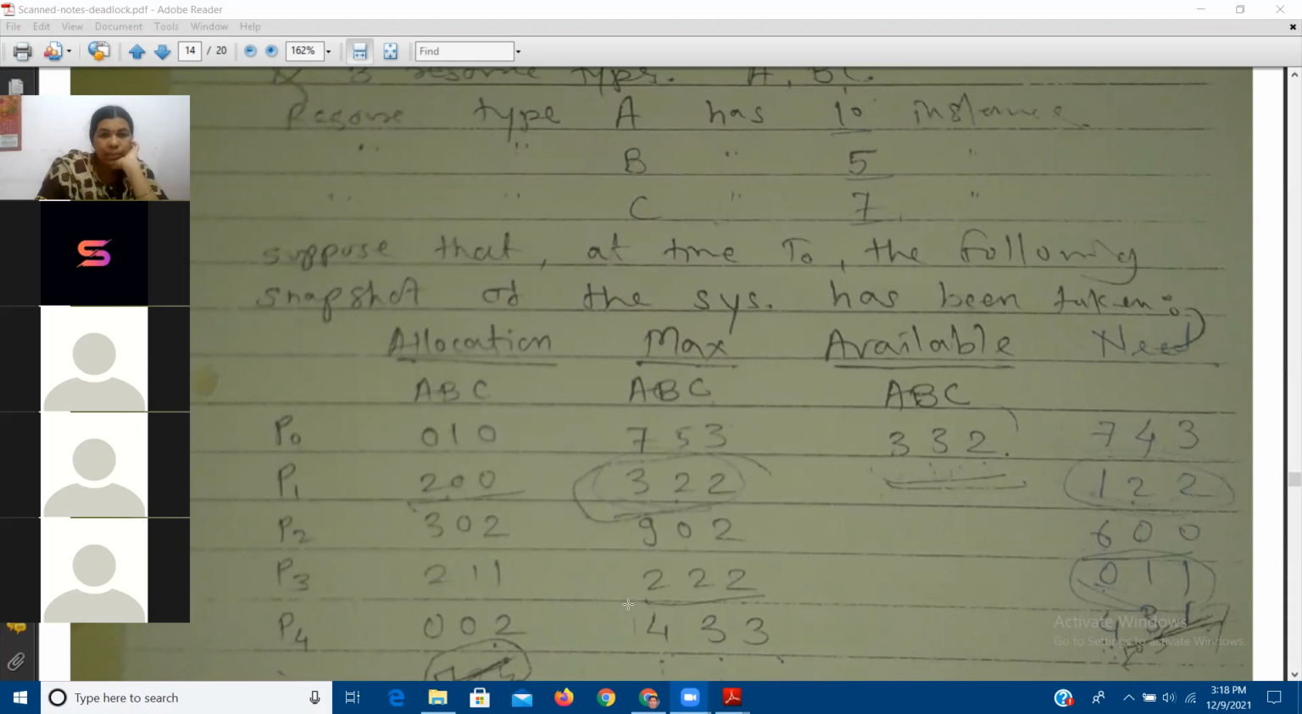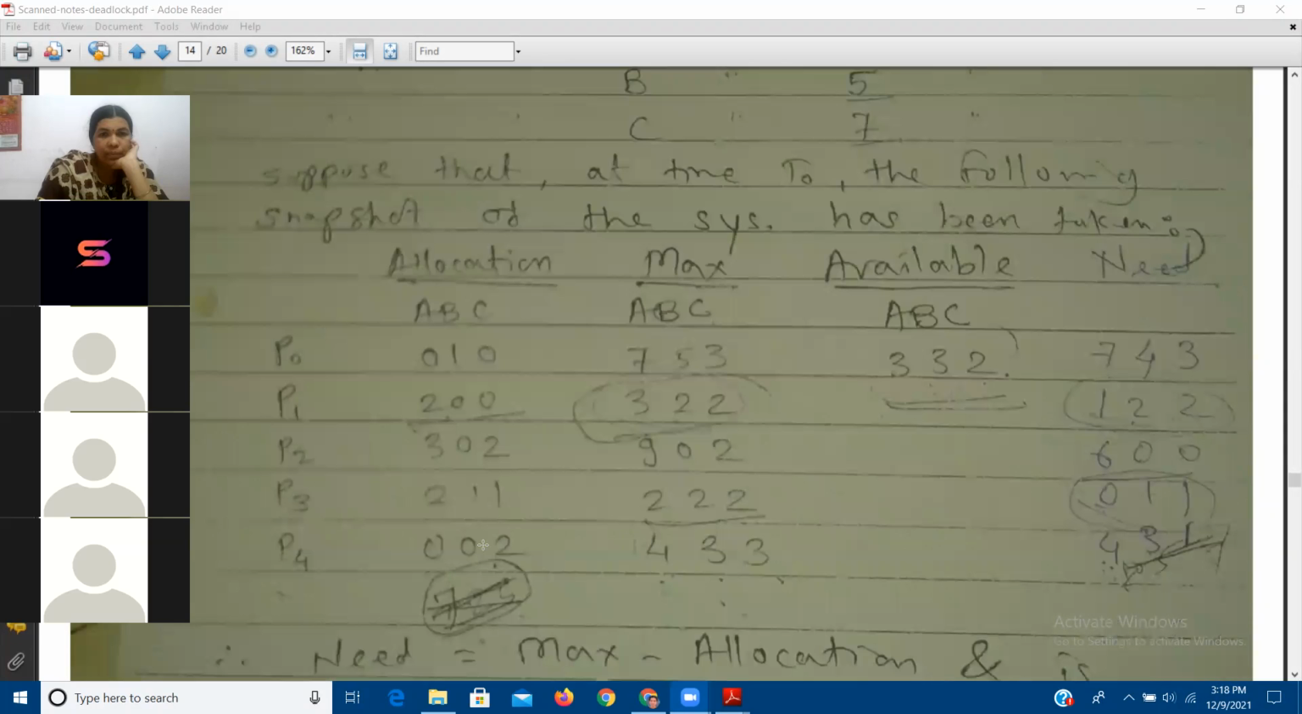So Rahul Garpat posted P1, P4, P3, P0, P2. Rahul, post your page where you had done the calculation. You have to do the calculation along with that sequence.